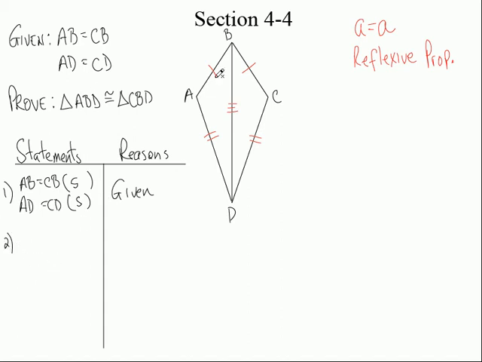What do you think the next thing is? I've got this side. I got this side. What's the next thing I want to go to? Very good. So now I'm going to go BD equals BD. Right? Now, why does BD equal BD? Reflexive property. So just write that down. So it's the reflexive property.